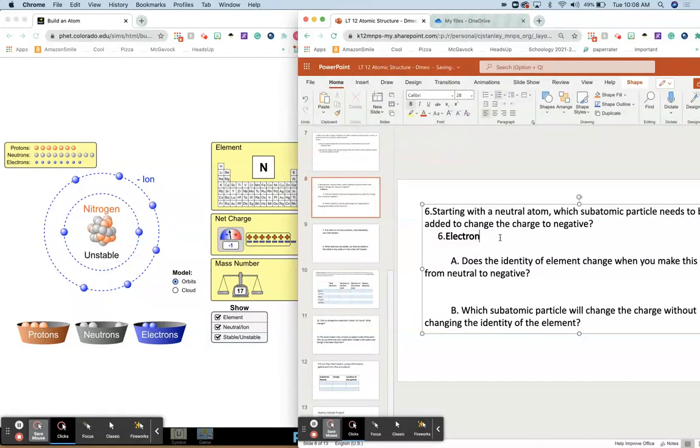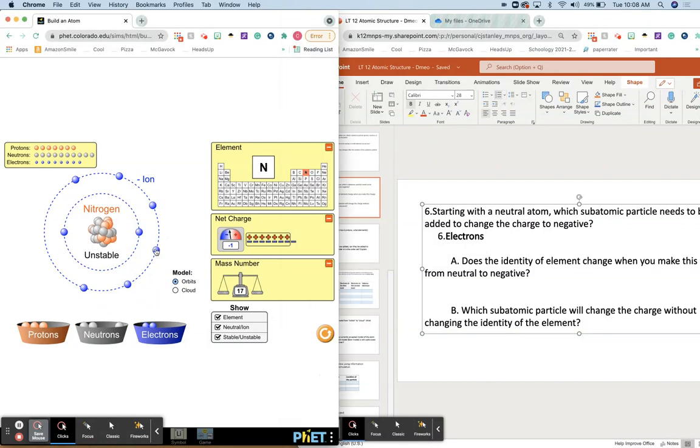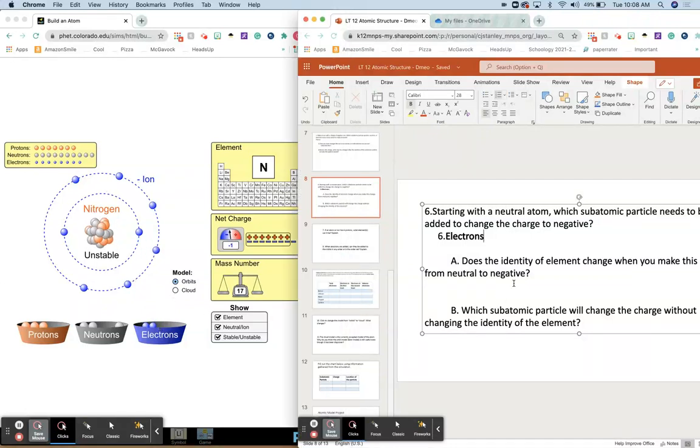All right. Here's the question though. Does the identity of the element change when you went from neutral to negative? Right here, I have nitrogen. I'm going to add an electron. It's still nitrogen. So no, it did not. Which subatomic particle will change the charge without changing the identity? To summarize, when we added the electrons, it did not change the identity. So our answer here will be electrons.